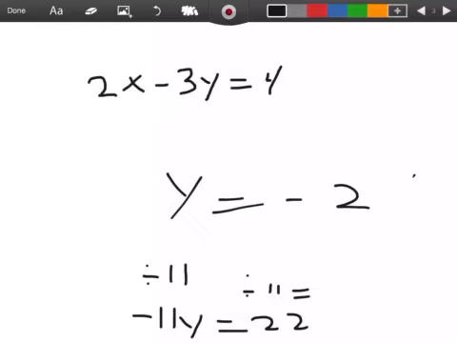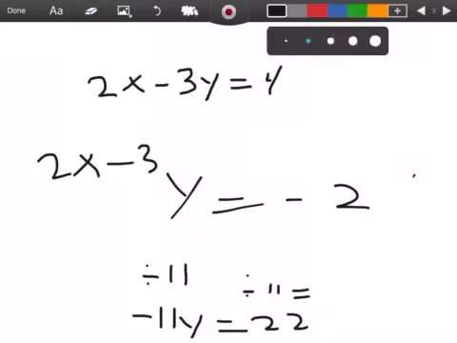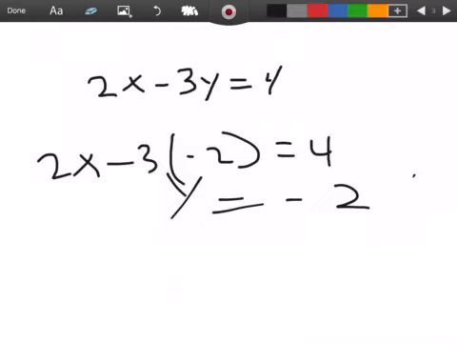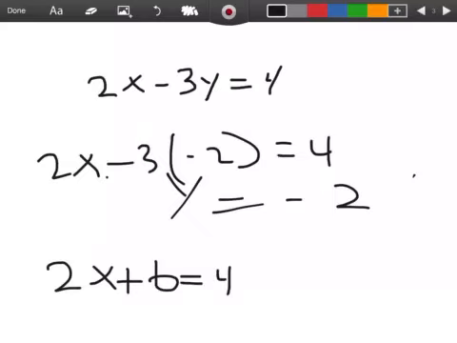Now remember how I said we now have to substitute y into the equation. So now we have 2x minus 3 times negative 2 equals 4. So now we have 2x. Negative 3 times negative 2 equals 6. So plus 6 equals 4.